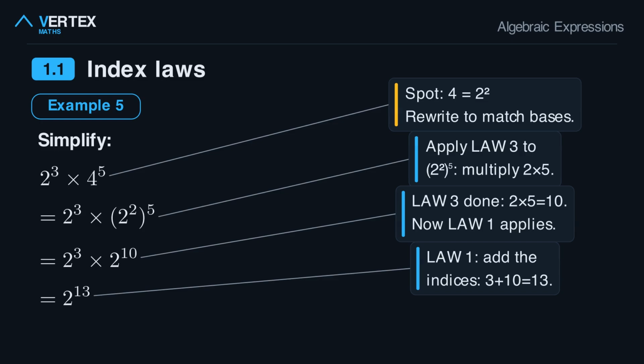Some other examples of rewriting a number in another base are 4 equaling 2 squared, 8 equaling 2 cubed, 9 equaling 3 squared, 16 equaling 2 to the 4, and 27 equaling 3 cubed.